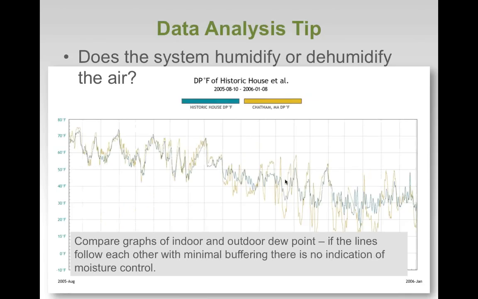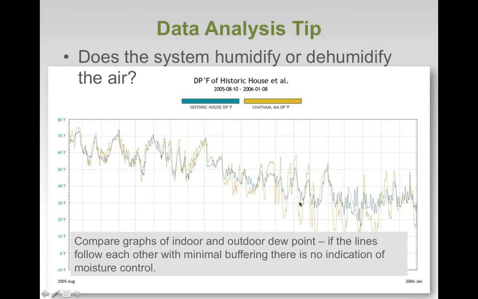How to find out if your system humidifies or dehumidifies the air within your space. If you're comparing indoor to outdoor data, here you have a historic house and the outside air for Chatham, Massachusetts. If you look at the two, this is the dew point. In the summertime, they follow each other, they mimic each other perfectly. So it's clear to see there that there's no moisture control at all.